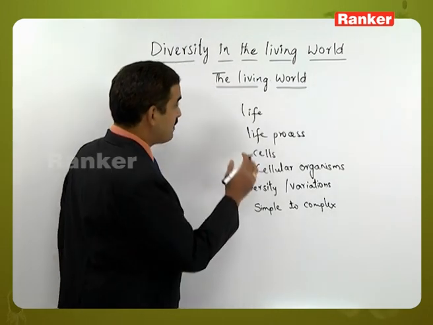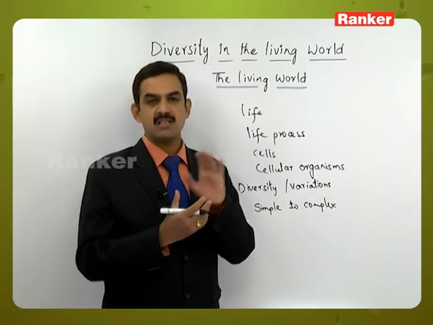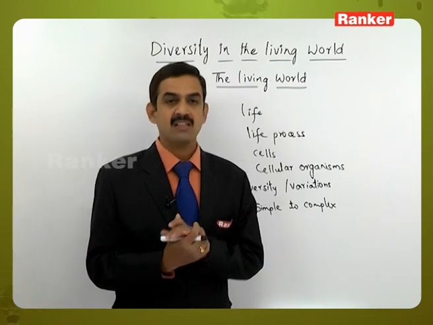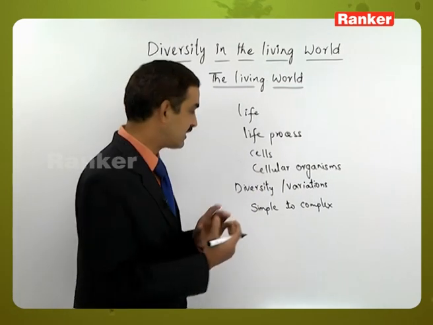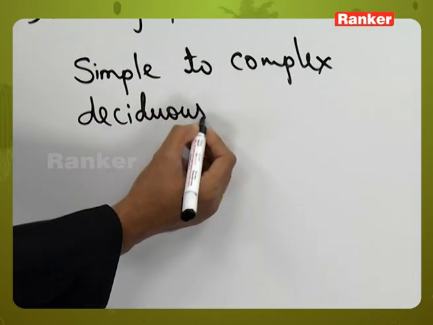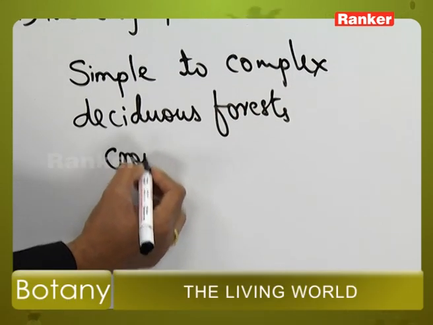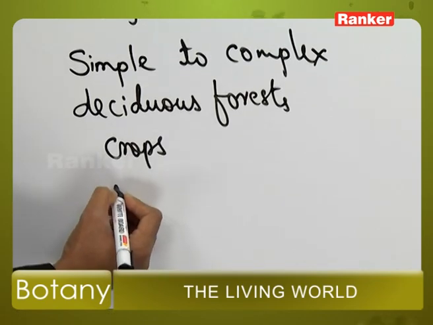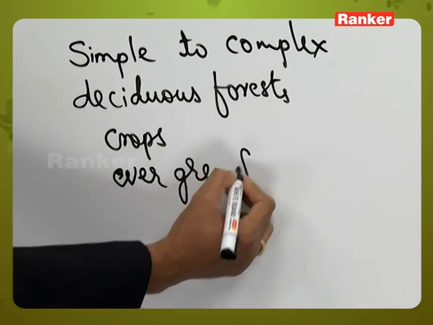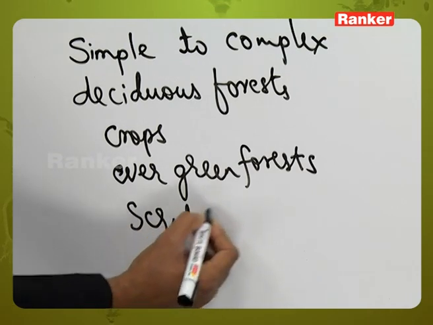So in which form or where are these living organisms existing in this world? We can say that the earth is a biome where there is a possibility of survival of living organisms, and these living organisms are organized in different manners. They may be present in the form of deciduous forests, in the form of crops where cultivation is done, in the same way in the form of evergreen forests, and some in the form of scrub jungles.